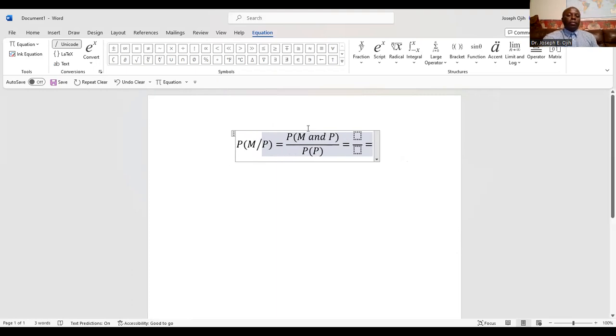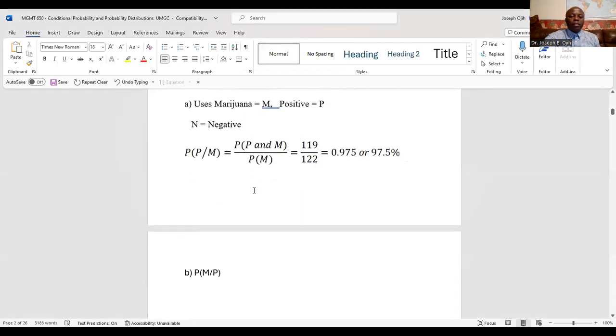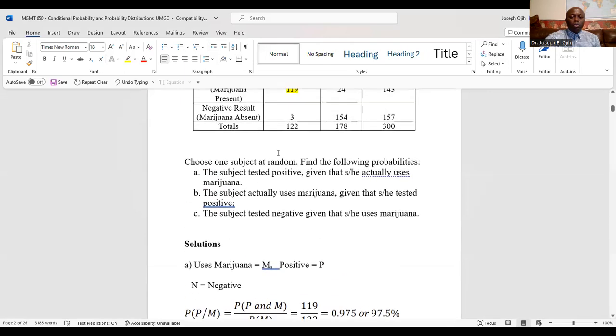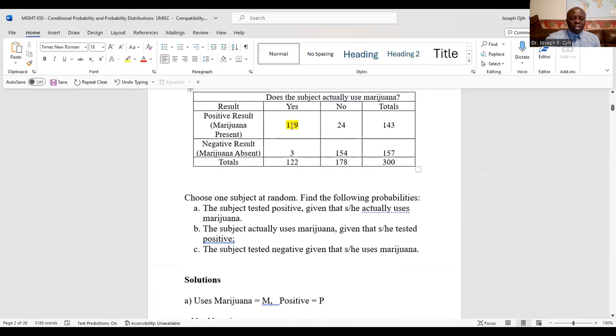Now let's look at the table to get our answer. From the table, it says actually uses marijuana, given that he or she tested positive. Yes, that they use marijuana. The whole of this column, yes, given that they tested positive. Positive again. So they intersect here again, which is 119. So I'm going to go there and put 119 for that.